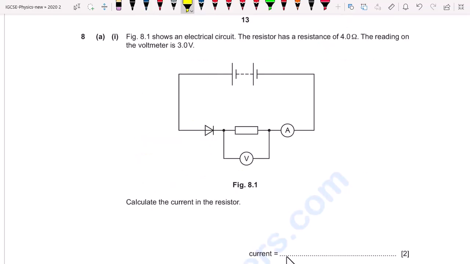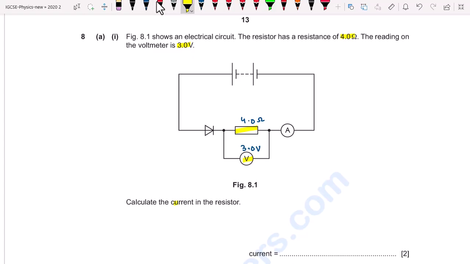Question number 8, Part A, 1. Figure 8.1 shows an electrical circuit. The resistor has a resistance of 4.0 ohms. The reading on the voltmeter is 3.0 volts. Here is the voltmeter and it's the resistor. The value of resistance is 4.0 ohms and the voltmeter shows a reading of 3.0 volts. Calculate the current in the resistor.